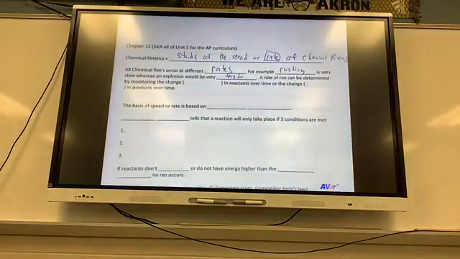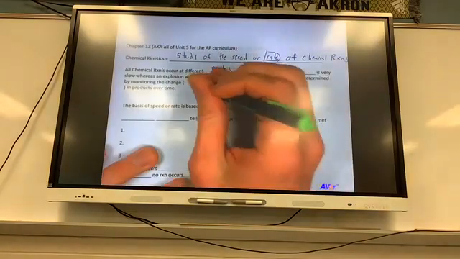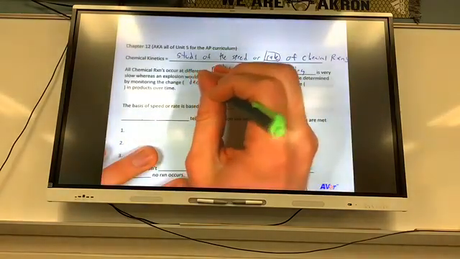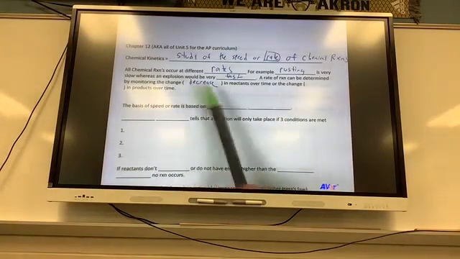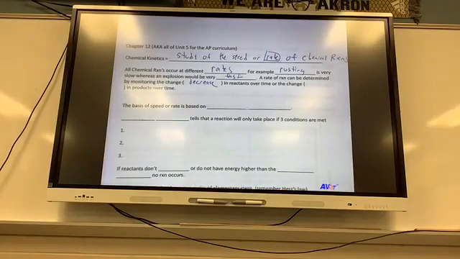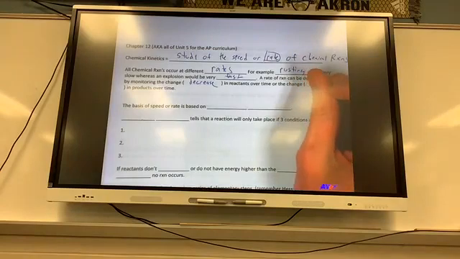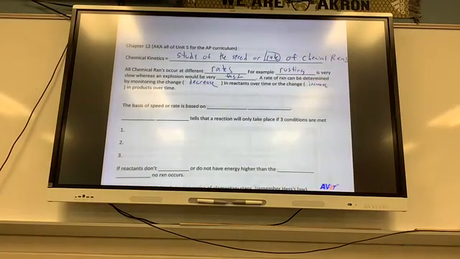A rate of reaction can be determined by monitoring the change or decrease in reactants over time, or the change or increase in products over time. Increase in products over time.